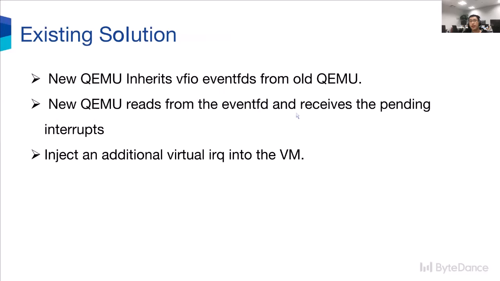There is an existing solution. Injecting an additional virtual IRQ is the core idea. First, the new QEMU inherits VFIO event FDs from the old QEMU. Second, the new QEMU reads from the event FD and receives the pending interrupts. Last, inject an additional virtual IRQ into the VM after handing over the device.